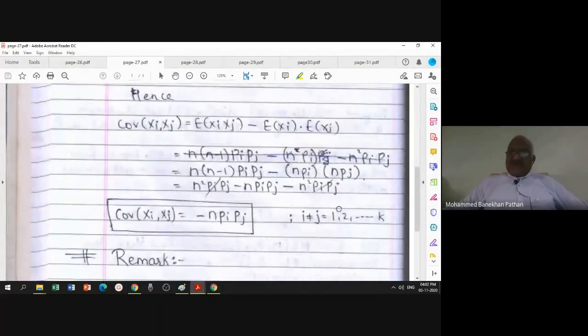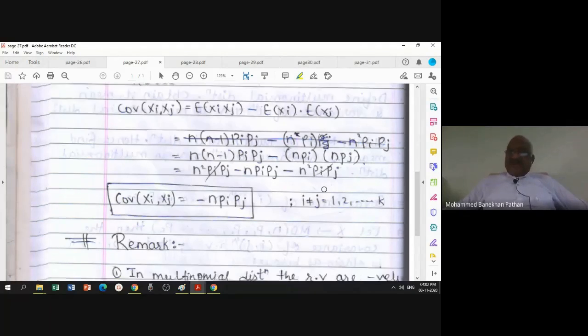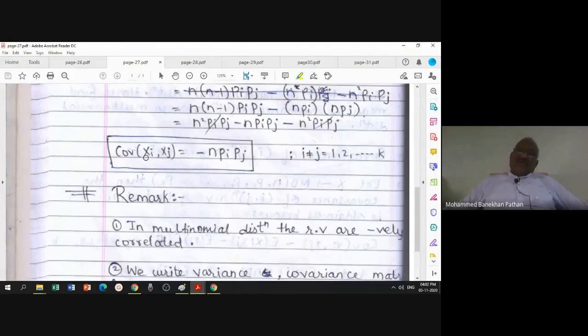Now let us simplify this. n multiply n becomes n square, multiply pi pj, n multiply minus 1 multiply pi pj, minus n into n is n square, pi into pj. So this is a negative term, this is a positive term, they get cancelled. So finally what I got, covariance of xi, xj is minus n times pi pj, i not equal to j, from 1 to k. So I got the covariance between two variables.